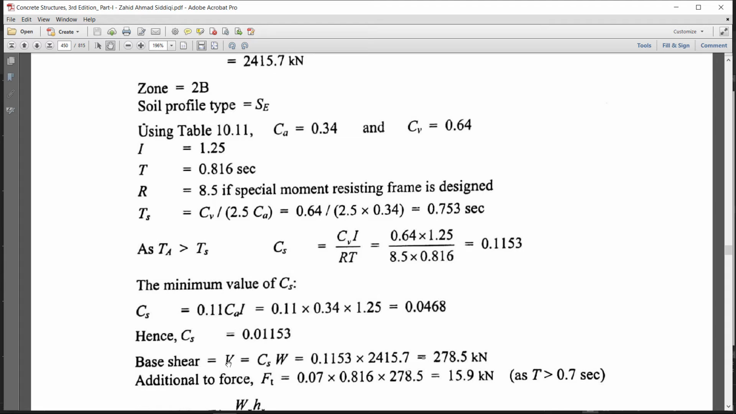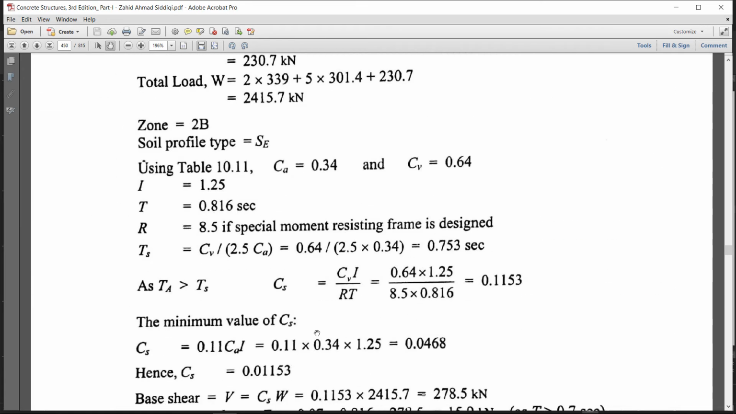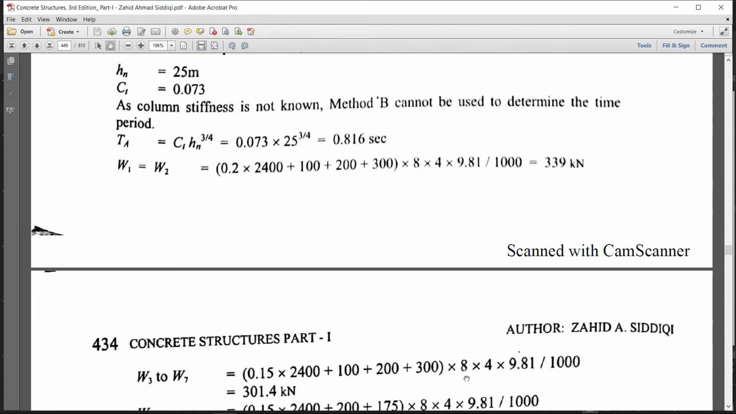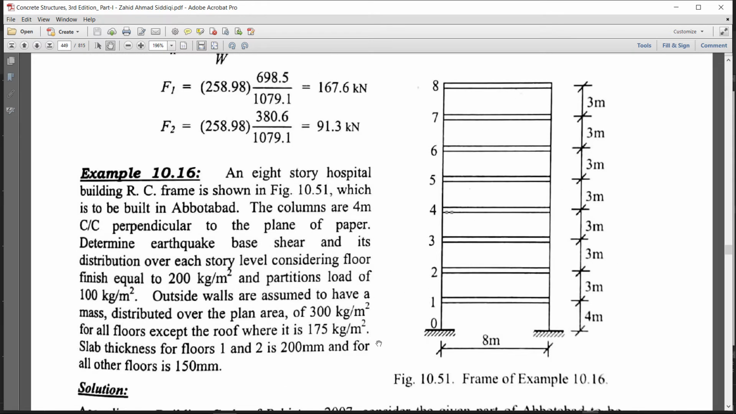Okay, then how to calculate the base shear? Base shear formula is V equals CS W. CS is the seismic shear coefficient and W is the total weight of the building. So the base shear value is 278.5 kilonewton. What is this base shear? It is the total weight of the building which will act as a horizontal earthquake force, or horizontal base shear. The value is 278.5 kilonewton. Now this value needs to be distributed upon each floor. The force will transfer from the base one by one in each story.